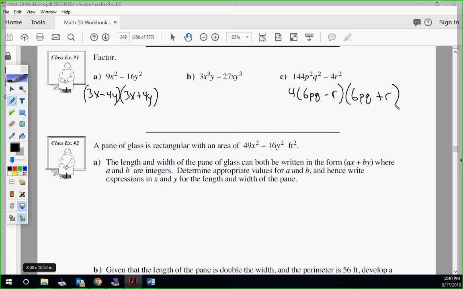Good question. Okay. So the reason, and this came up earlier, okay, so 144 and 4. So Riley says, why doesn't 12pq minus 2r, 12pq plus 2r not correct? I wouldn't say it's not correct, but if you can see, 12 and 2 have what in common? 2. So if I pull a 2 out, 12 and 2 have what in common? 2 out. What's 2 times 2? 4. That means you could have taken out a 4 to start with.